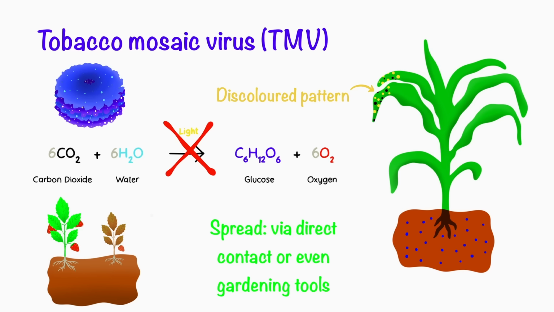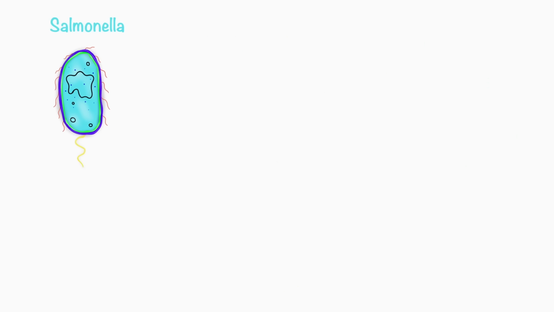TMV spreads when plants come into contact with each other or through gardening tools. Unlike animal viruses, it doesn't need vectors like insects to spread. Now let's move to bacterial diseases.